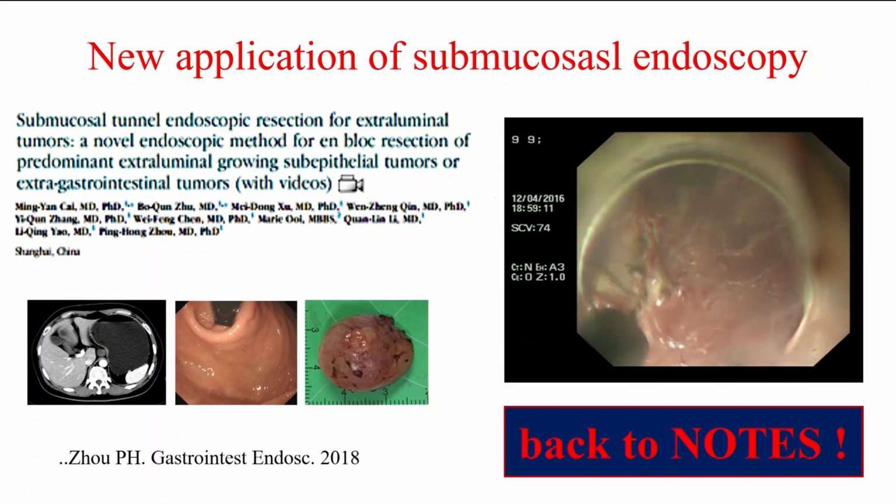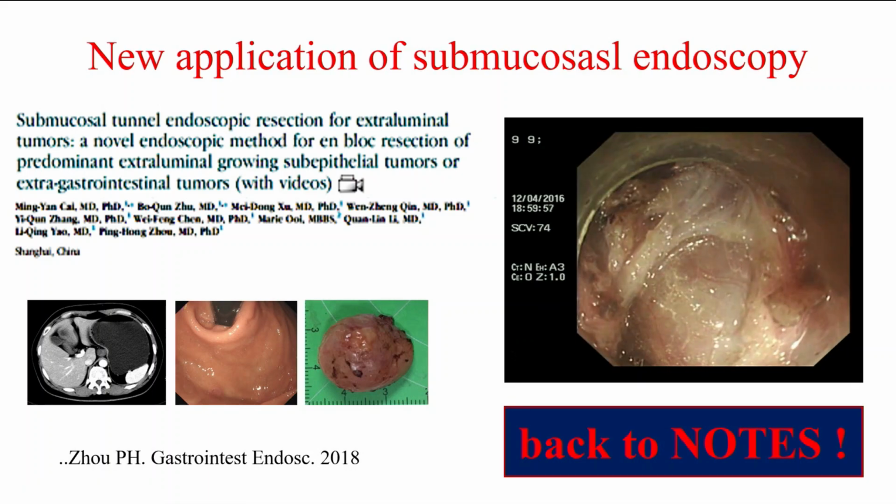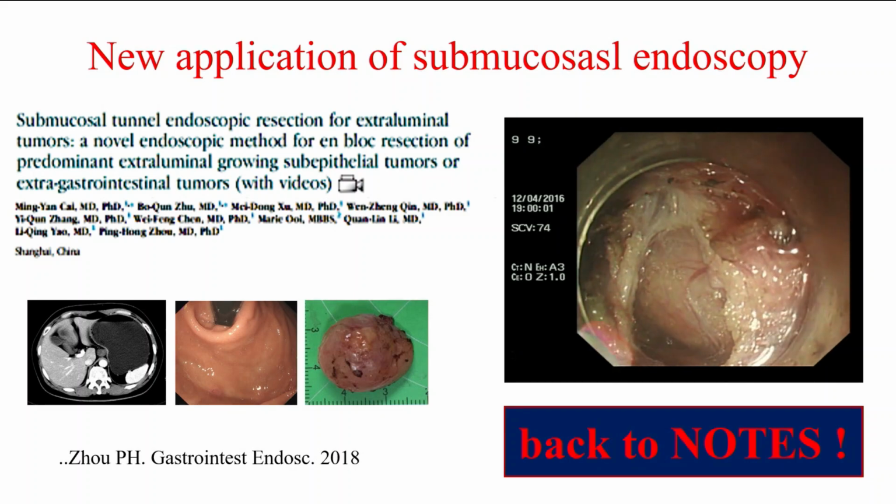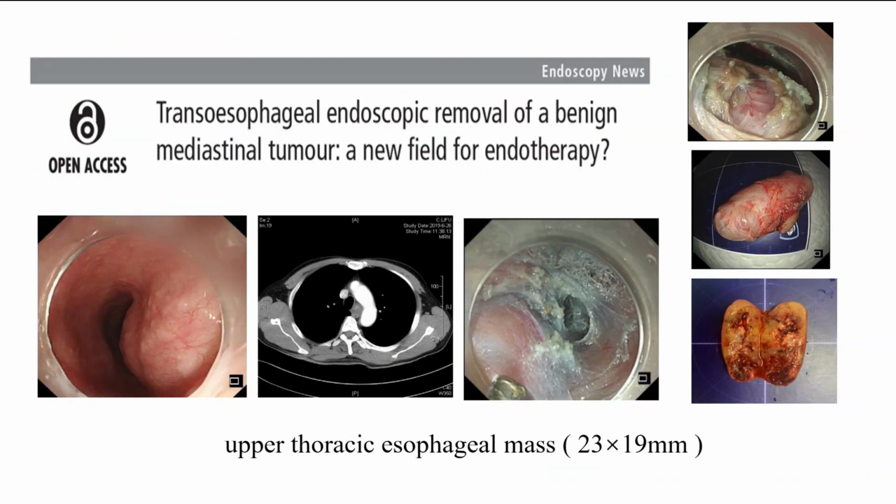So with this new technique, such extraluminal lesions can be resected very, very successfully. So this is another lesion. The lesion is located outside the esophagus, actually it is a mediastinal tumor. So we can now use this technique to remove lesions from the outside of the esophagus. I think this is a new field for endotherapy.